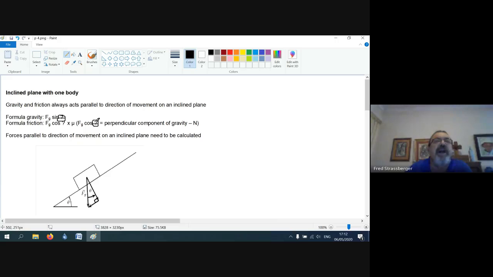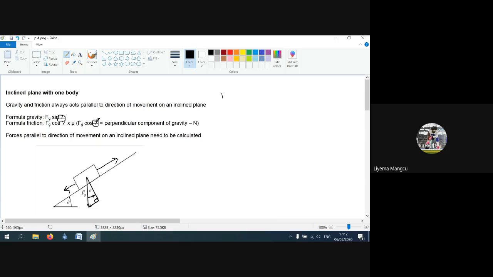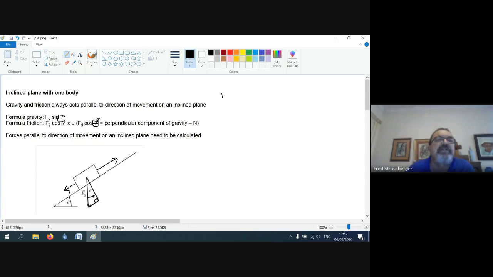The first thing we should remember is that the direction of the movement is now parallel to the inclined plane. For the forces acting on this, we should work out the two components, which are either up the slope or down the slope. That's what we should work out now. So the moment you see an inclined plane, that's what we have to look at. In order to do that, we need to look at the force acting on this body.